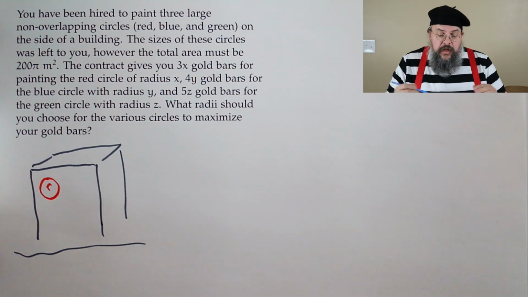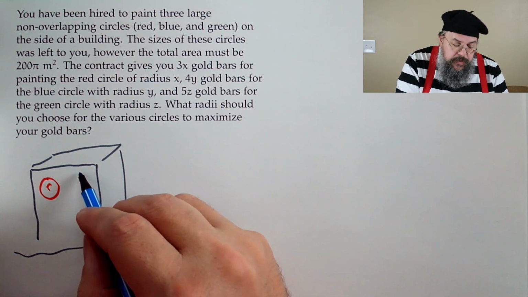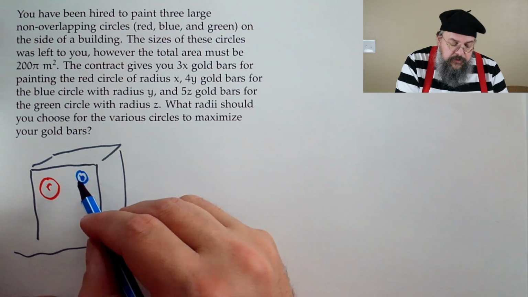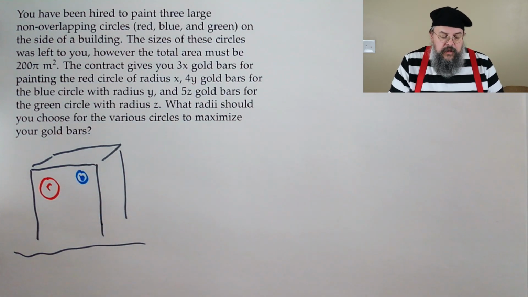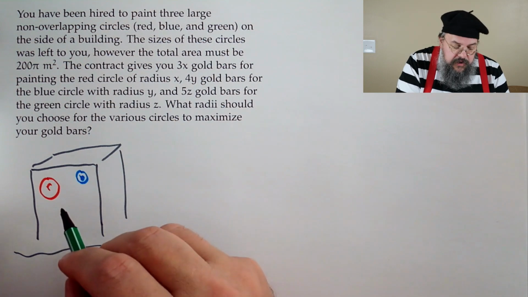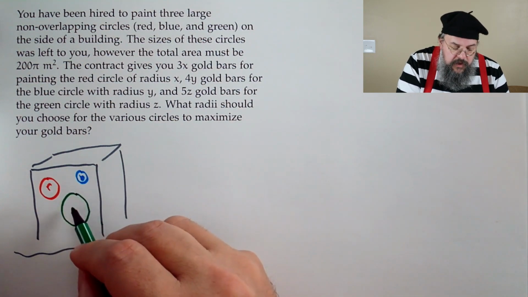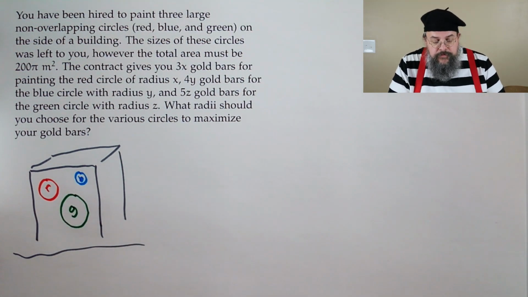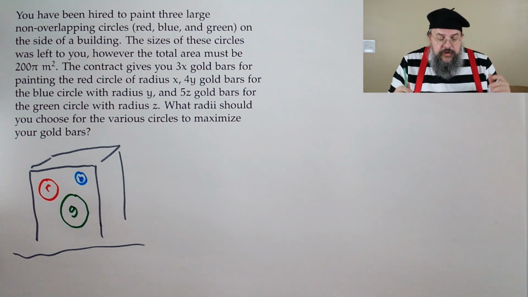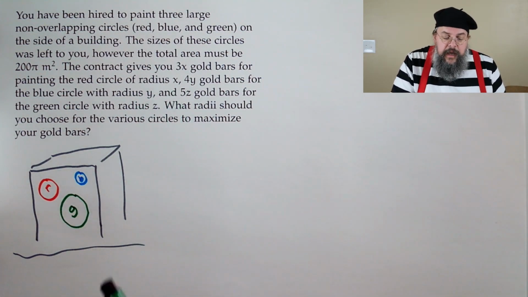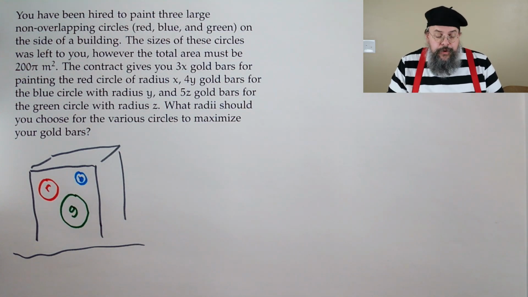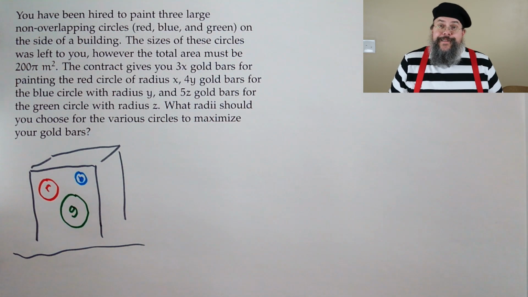Now notice the sizes are up to us. So maybe we'll have different sizes. Who knows? Let's see, there's more to be said. The sizes of these circles were left to us. However, the total area had to be 200 pi square meters. And what else? The contract gives you 3x gold bars. I like this contract. Being paid in gold bars? Nice.